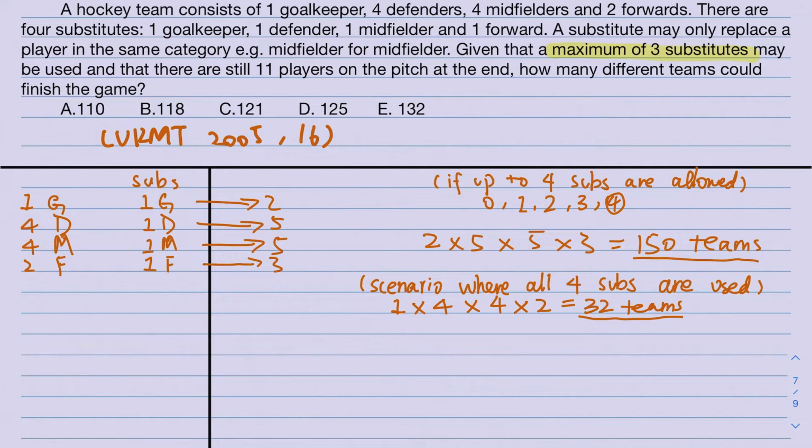And since this is the scenario we don't want, and 150 is the total number of teams, we use 150 minus 32 to get what we want, which is a maximum of 3 substitutes. So 150 minus 32 gives us 118. And that gives us the answer to this question, B.